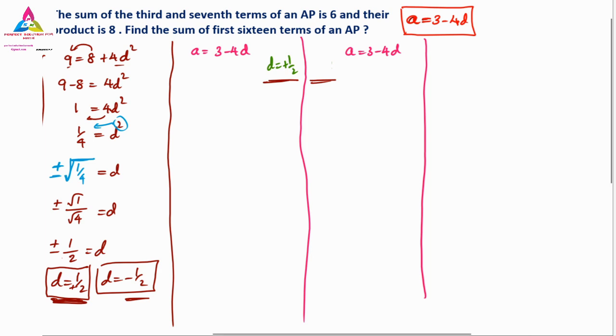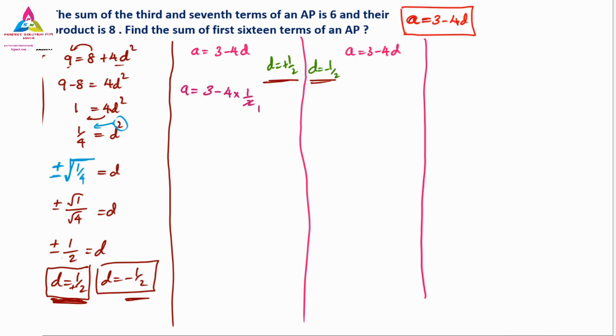So d is equal to negative half. When d is equal to negative half, first we are going for the positive half. So let us solve that. A is equal to 3 minus 4 into the d value, which I have to write down as positive half, that is plus 1 by 2, or directly I can write 1 by 2.